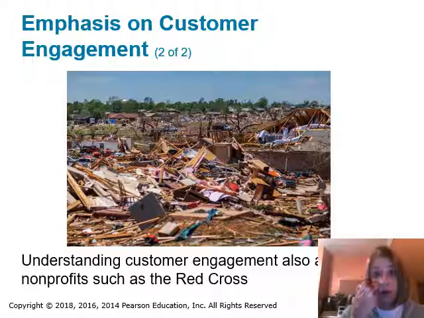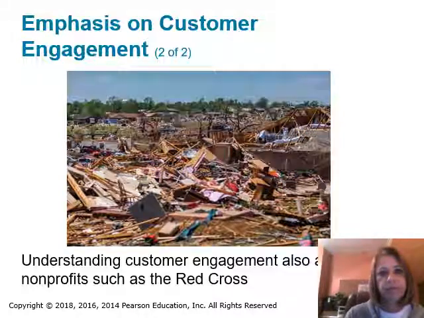Consumer engagement is vital to the success of brands. It's also important for nonprofits, especially important for nonprofits such as the Salvation Army, the Red Cross, ALS Foundation, Wounded Warriors, whatever the nonprofit is. They really have to engage with their consumers.